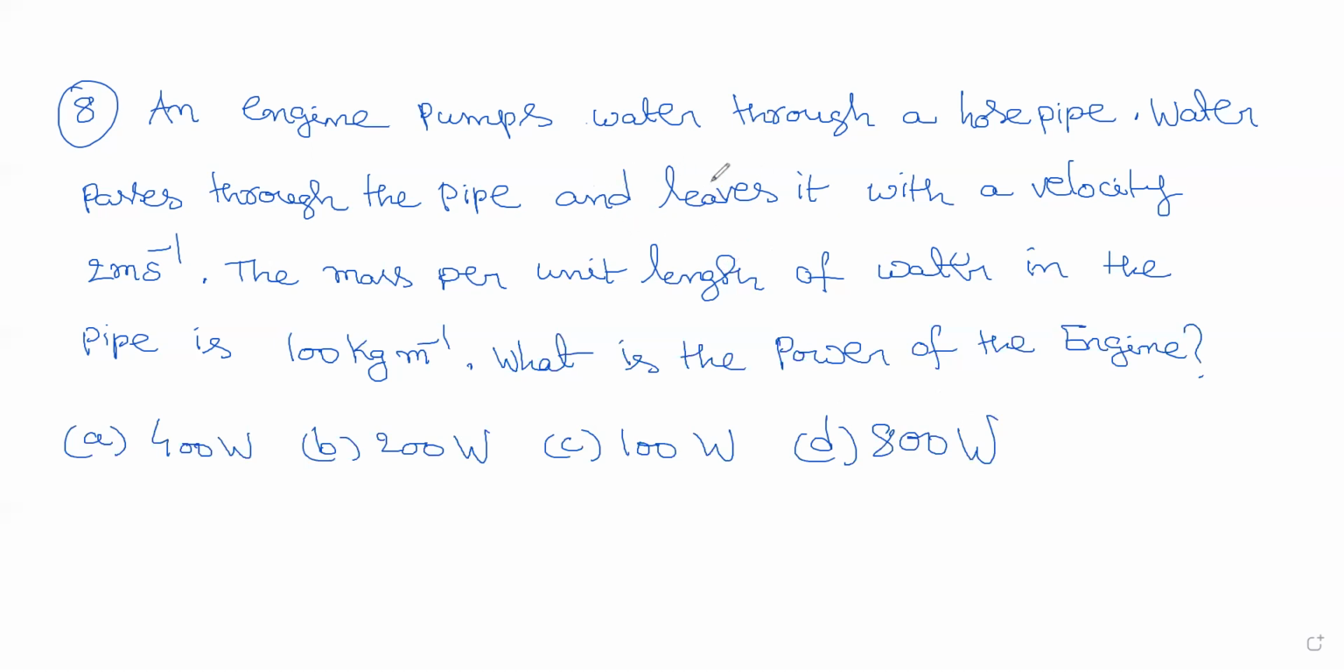An engine pumps water through a hose pipe. Water passes through the pipe and leaves it with a velocity of 2 meters second inverse. The mass per unit length of water in the pipe is 100 kg per meter. If you take 1 meter length pipe, you will get 100 kg of water in that pipe. That's such a big pipe. So what is the power of the engine? Option D is what you get as the right answer. So we'll solve this.